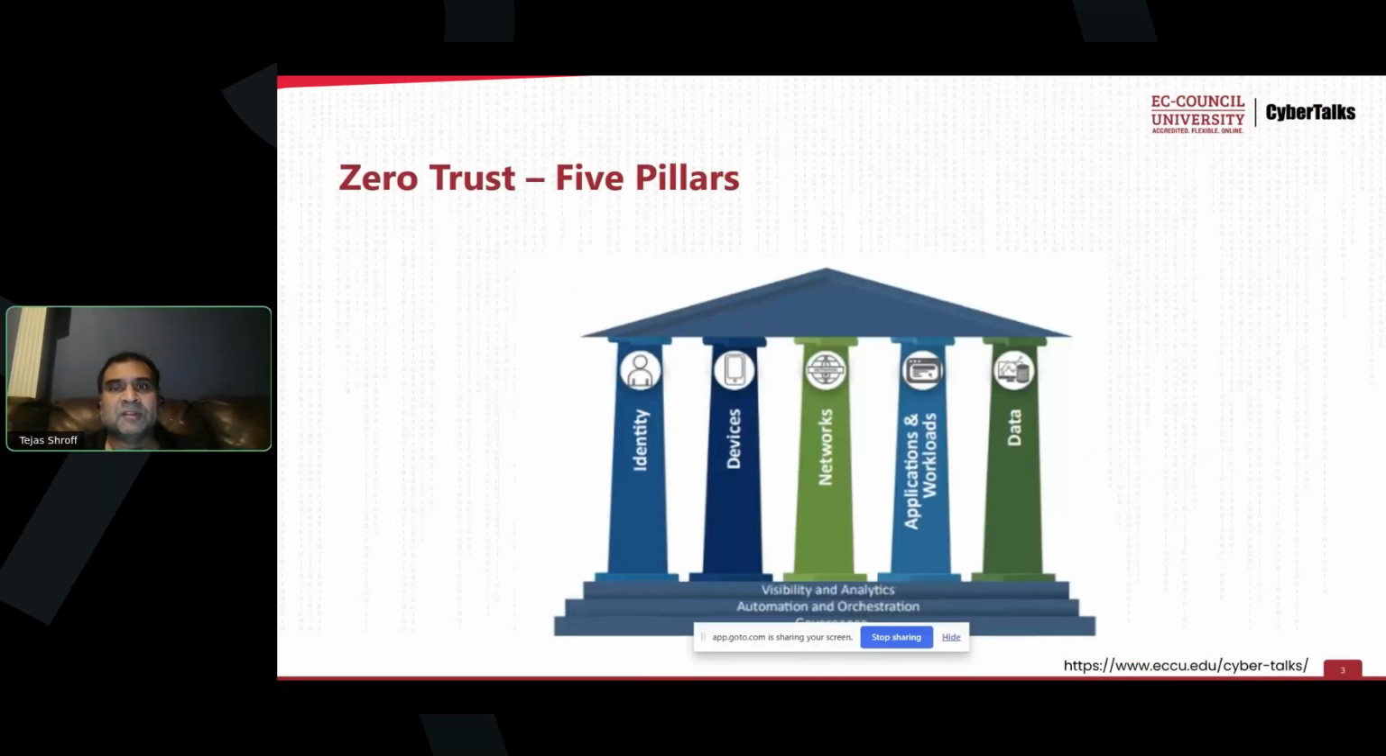So I think the first three sessions we had touched upon this, so I'm just putting this as a refresher again. These are the 5 primary pillars of zero trust. To get full zero trust, you need to protect all these things: identity, devices, networks, applications and workloads, and data.